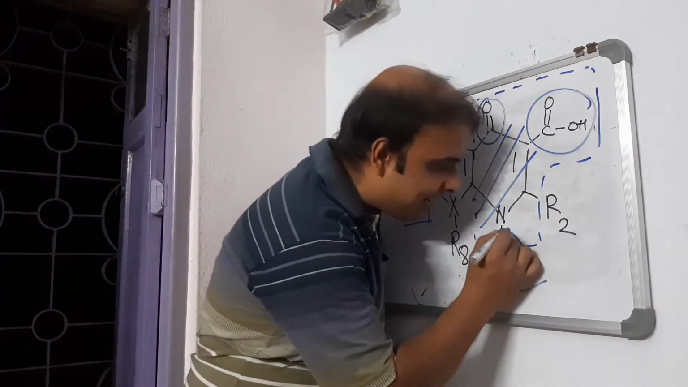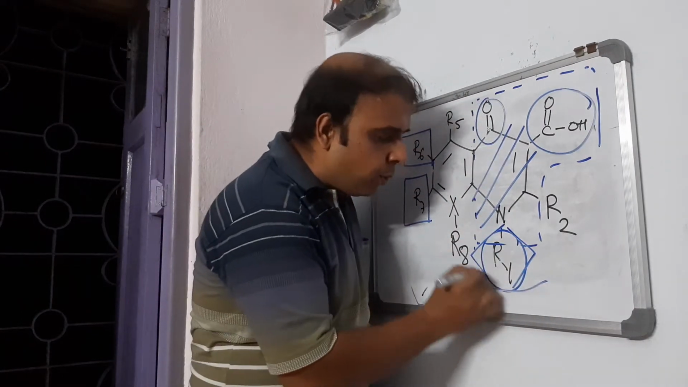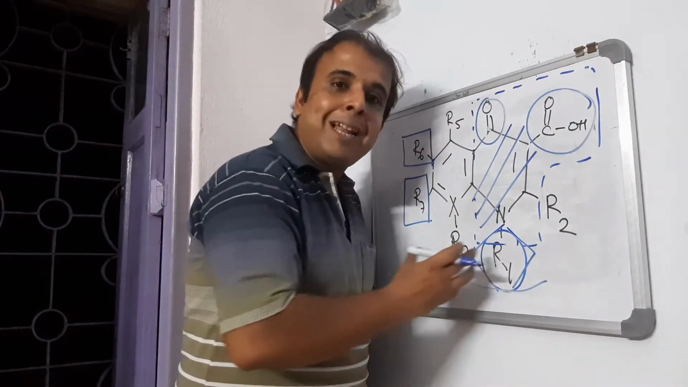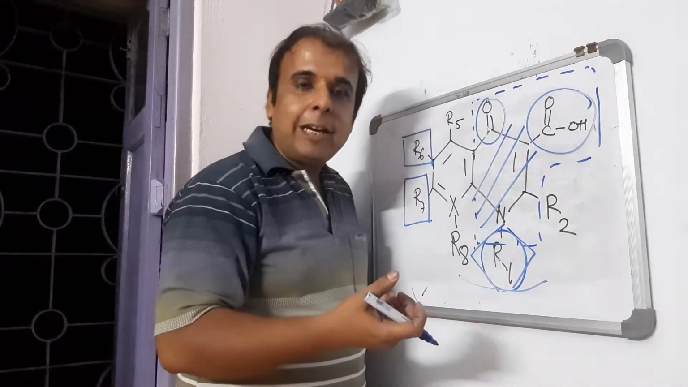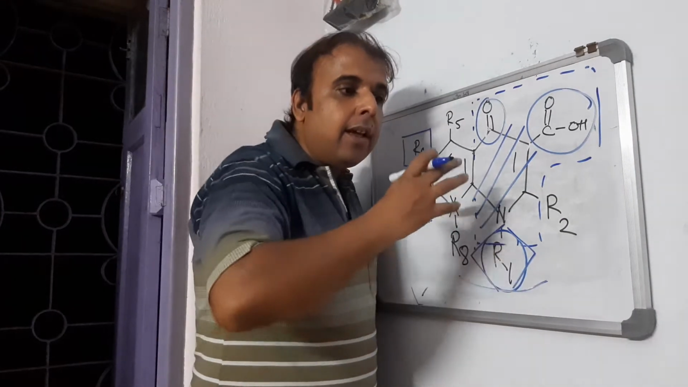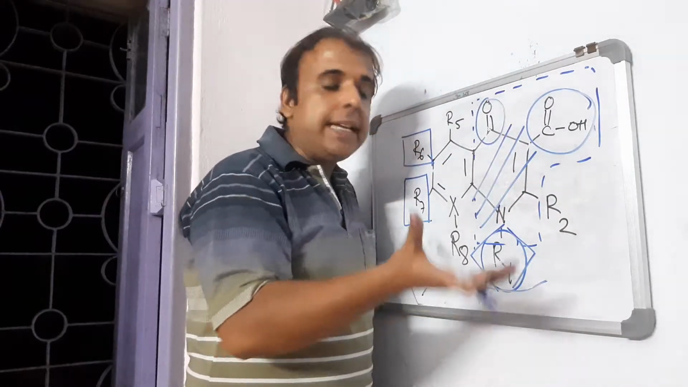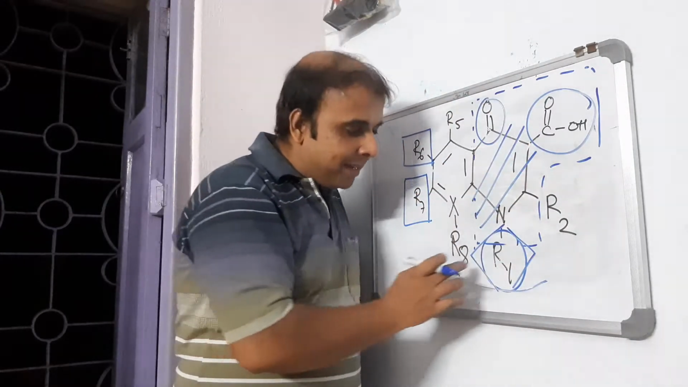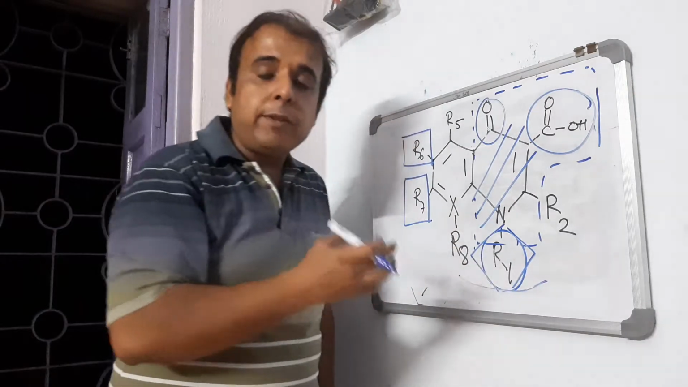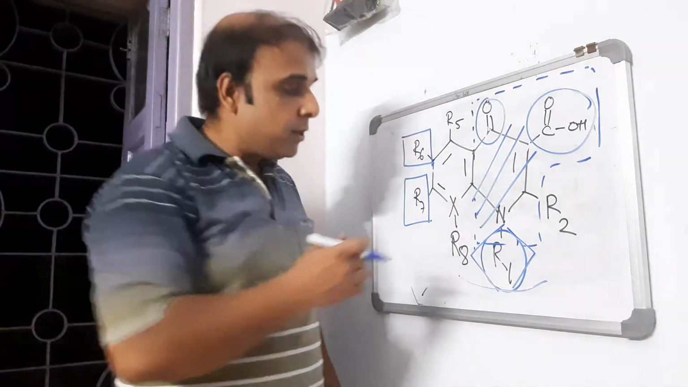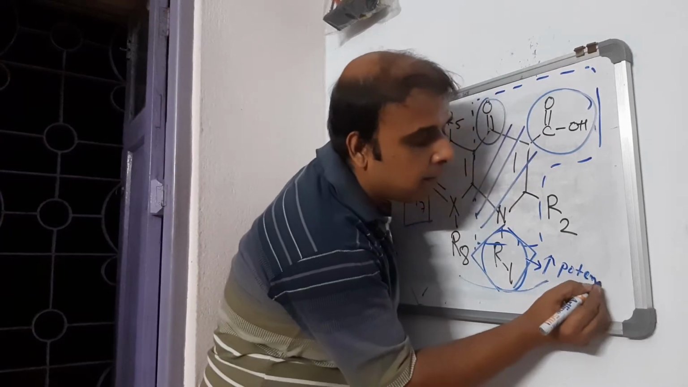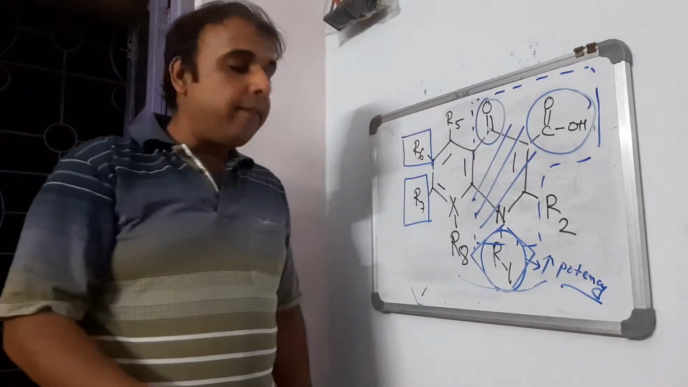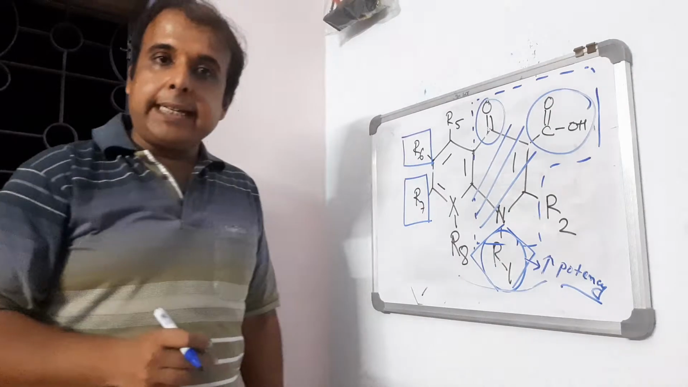That means this is the zone where modification may lead to a better agent. If we want to improve or elevate the potency of a particular fluoroquinolone, this is the area which is frequently targeted. So this is for the raising of potency. In order to raise the potency level, this is the area which should be targeted.